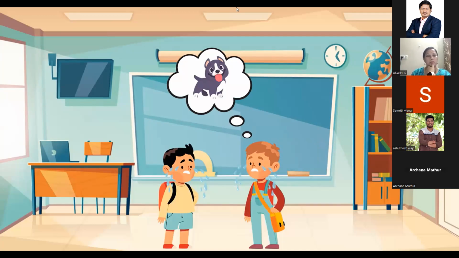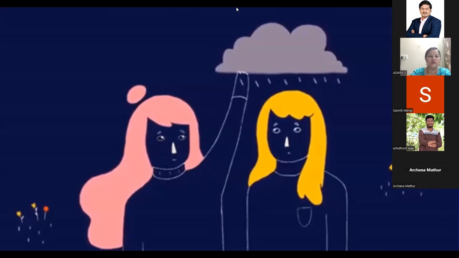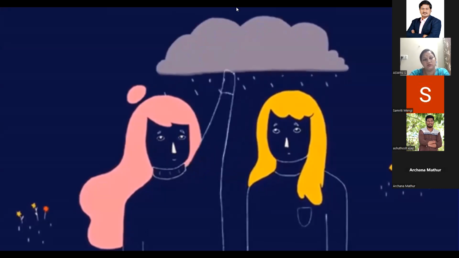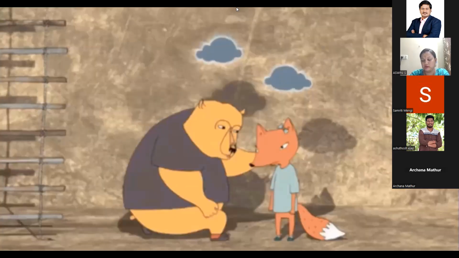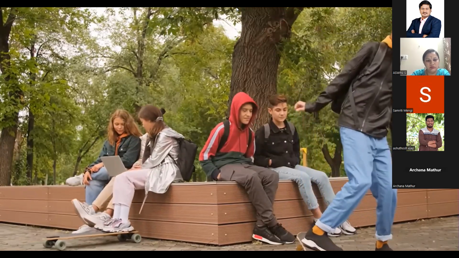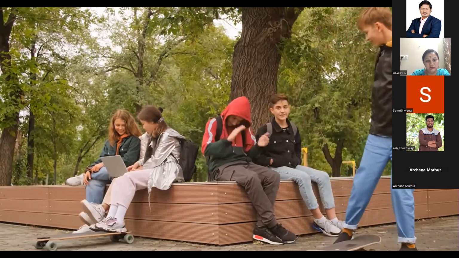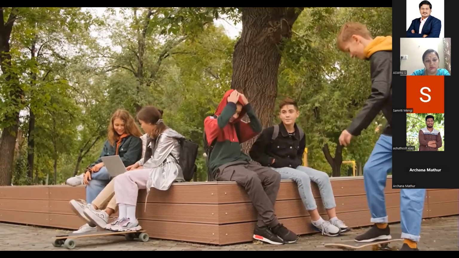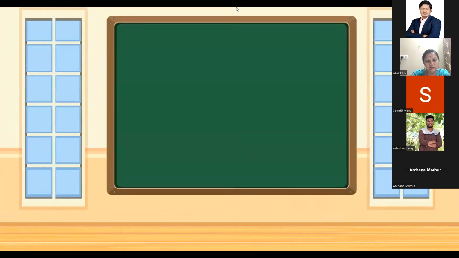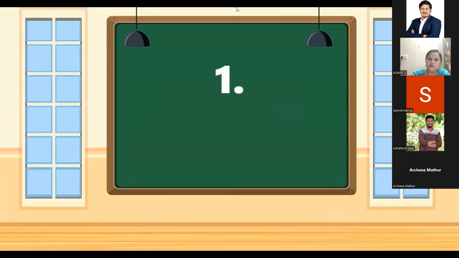When we understand and feel the emotions and feelings of other people and show kindness, no matter if the situation is good or bad, because empathy also occurs when we congratulate and celebrate the achievements of others. When we are empathetic with other people, we can connect in a better way. I will give you 3 tips to practice it with all people.